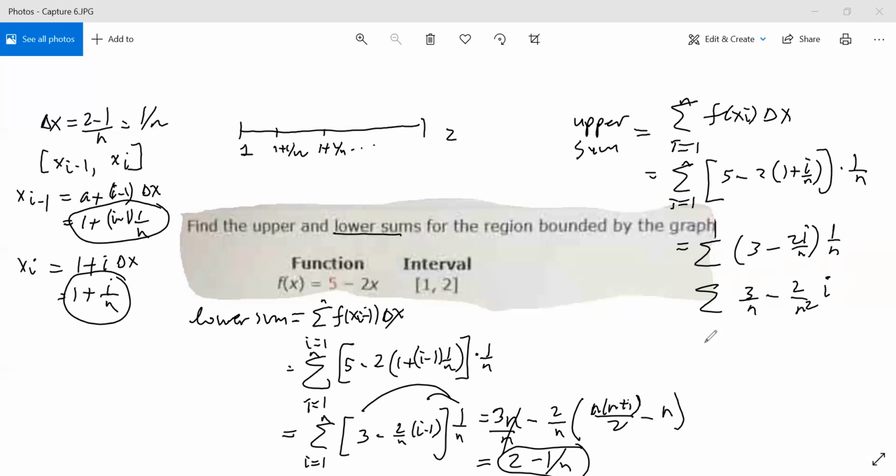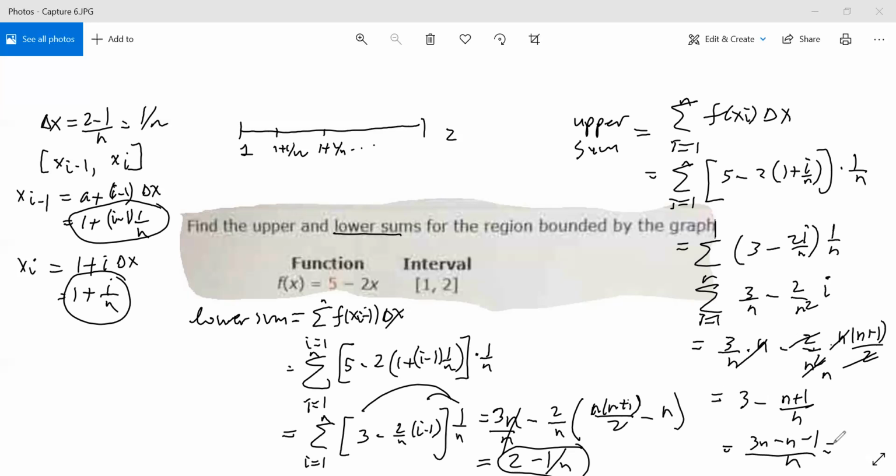And if you just split the sum, this will be 3n, because this is from 1 to n. And then minus 2 over n squared times n times (n plus 1) divided by 2. So this cancels out. This is 3 minus. And then you can cancel the 2's, and you can cancel one of the n's. So 3 minus, and this is going to be (n plus 1) divided by n, which is 3 minus 1 over n.